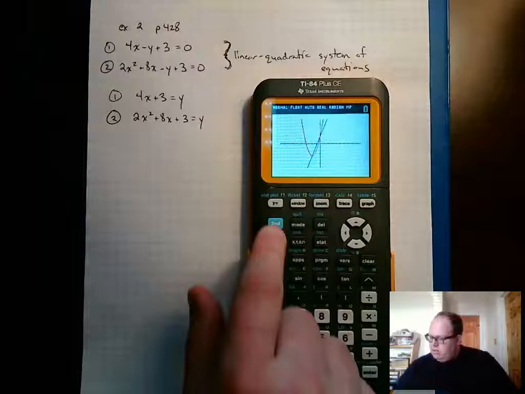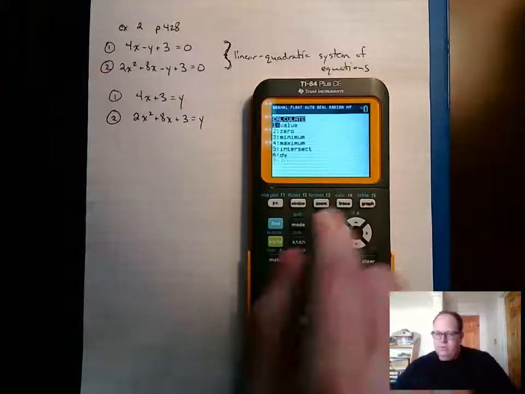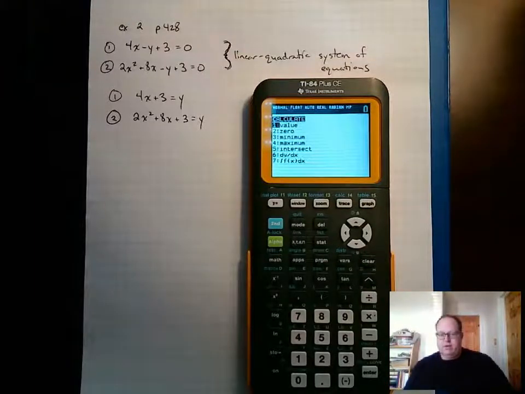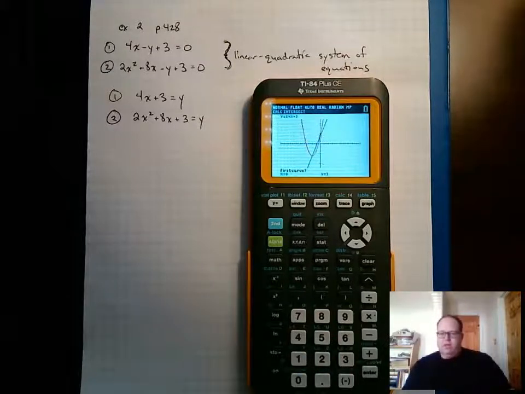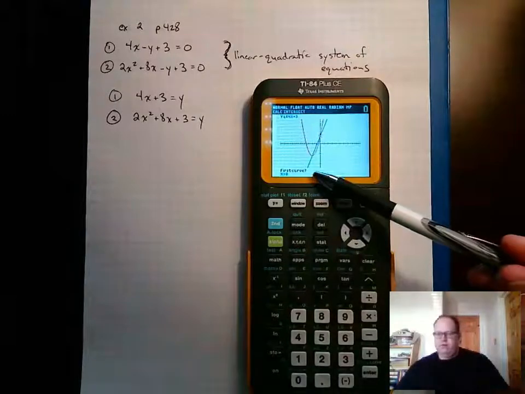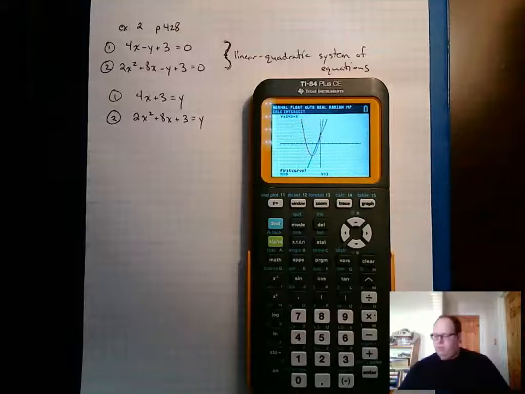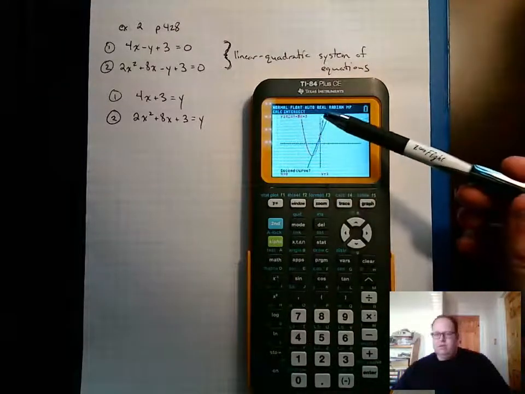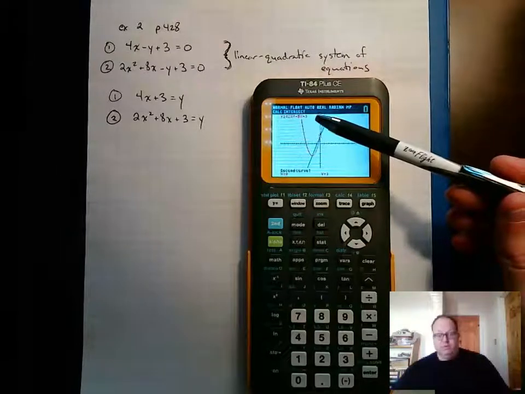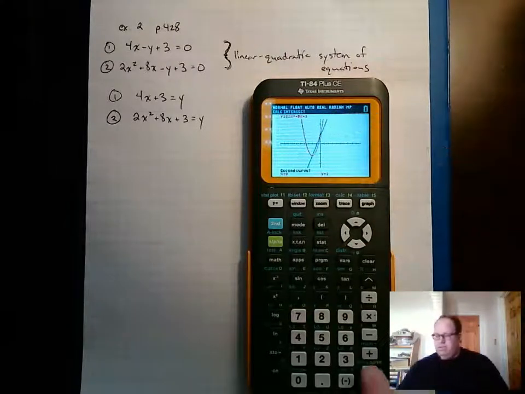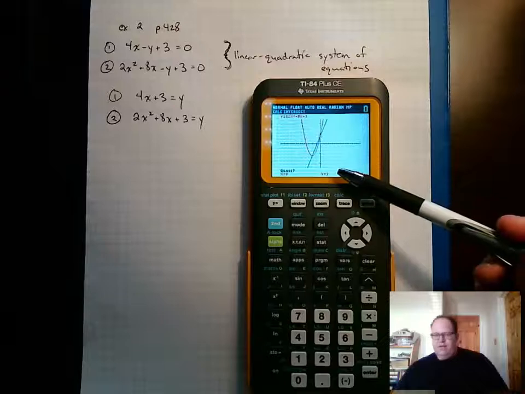So if I do second function trace, that's the calc menu, you'll notice option 5 is intersection. The first couple of things it asks are first curve. You'll notice up top it's got what we put in for y1, so I'm just going to hit enter on that. For the second curve, you'll notice up here that it puts in what you put in for y2, so I'm just going to hit enter on that. Then it's going to ask for a guess.